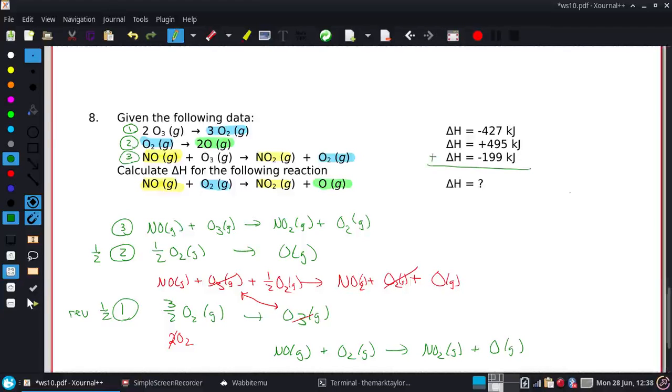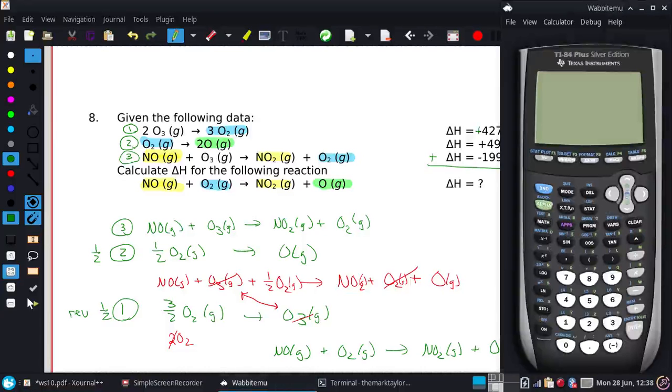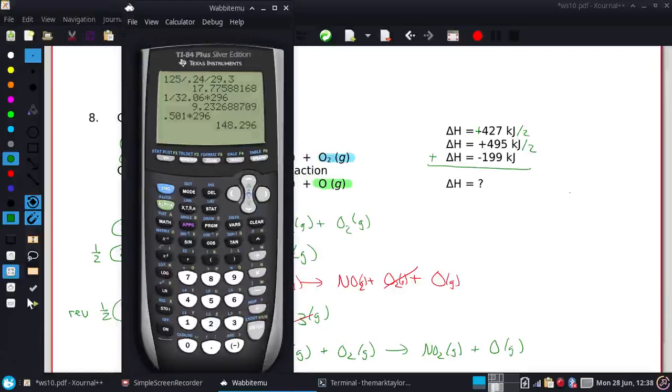Now, not like they are. Equation 3 was fine, but equation 2, we had to actually multiply all the coefficients by 1/2. So we're going to divide that by 1/2. And equation 1, we did the same thing, but we also reversed it, which would mean we would reverse the sign. Now, my calculator's in the way for this one. So the proper answer here is 427 divided by 2 plus 495 divided by 2 minus 199.